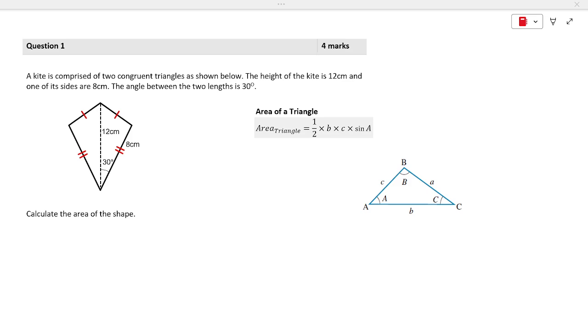We're looking at question 1 from the practice exam, and it says a kite is comprised of two congruent triangles. So congruent means that they're both the same. Okay, so both of these triangles are exactly the same. It's just that one's being flipped.